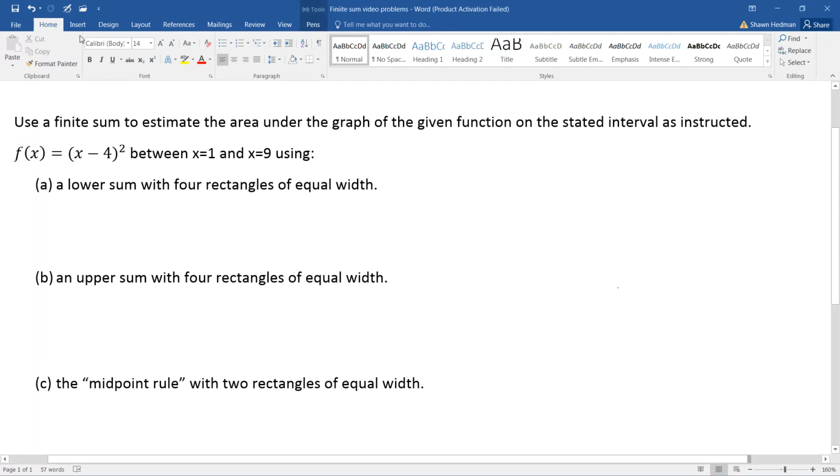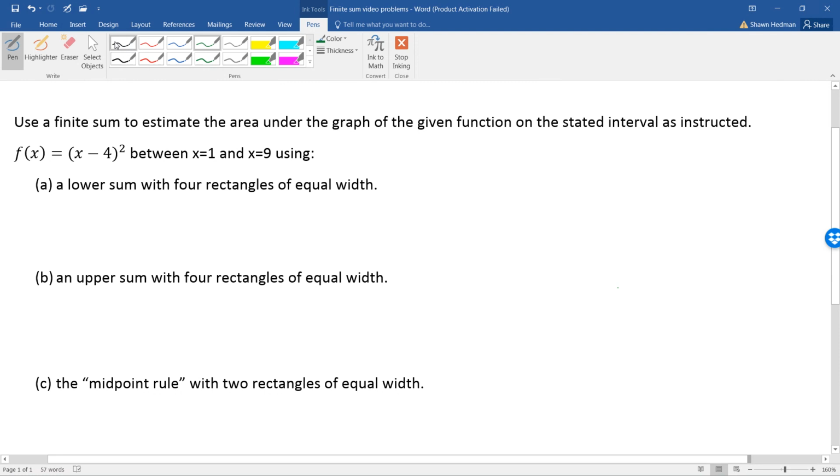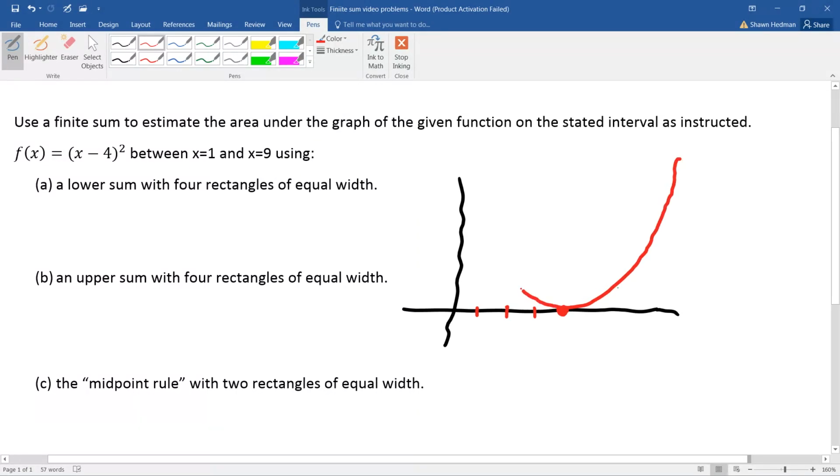A good place to start is to sketch a picture of what this region looks like. You can use your graphing calculator for this if you like, but (x − 4)² is a parabola opening upwards, and the minus 4 shifts it 1, 2, 3, 4 units to the right. So the vertex is going to be at (4, 0), and it opens upwards from there. So something like this. We don't need a perfect picture, just something that gives us the idea of what we're looking at. And we're going from 1 on the left over to 4, 5, 6, 7, 8, 9 on the right.